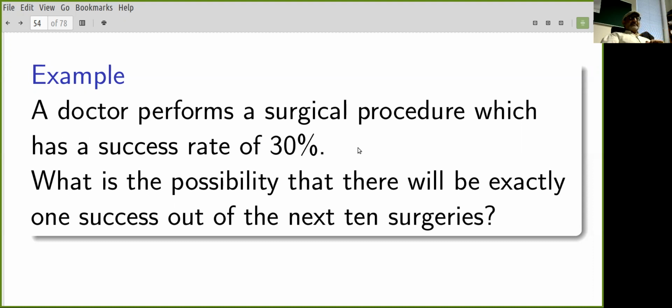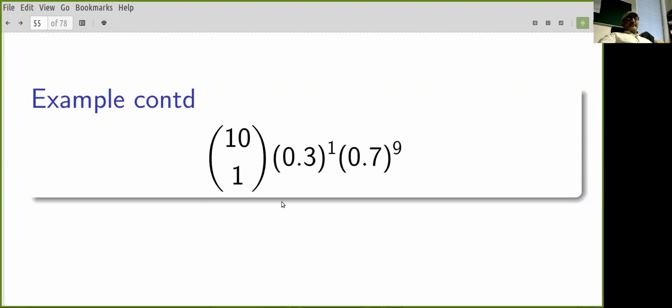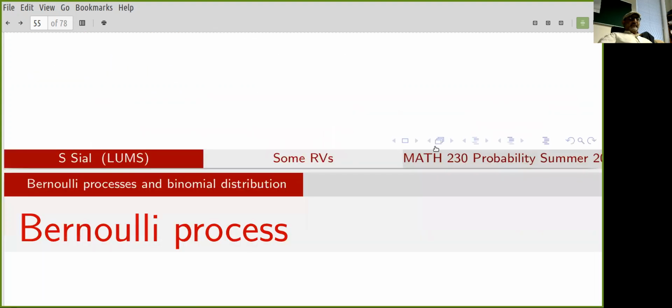Now, how many sequences are there where you have exactly 1 success and 9 failures? Well, 10 choose 1. You have to choose one of the surgeries in which you have a success, and then all the rest are failures. So the probability you're looking for is 10 choose 1, 0.3 to the 1, 0.7 to the 9.